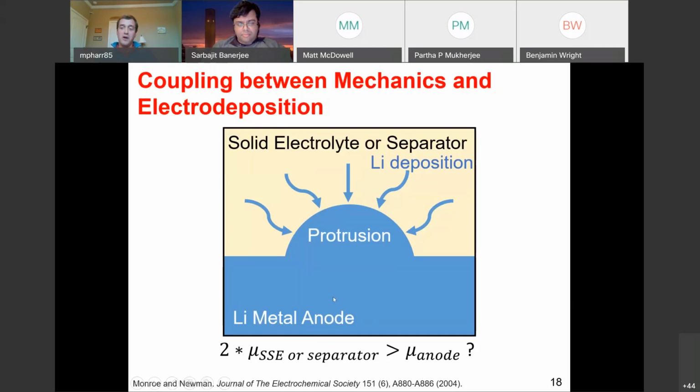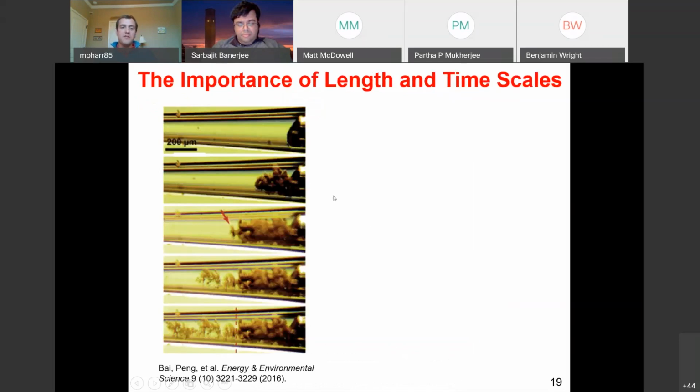This doesn't quite work, of course. But it begs the question of what are the mechanical properties of the lithium metal anode itself, and we need to know things just beyond the elastic or shear modulus, by the way. Another thing that's of interest is that we'd like to know something about length and time scales.